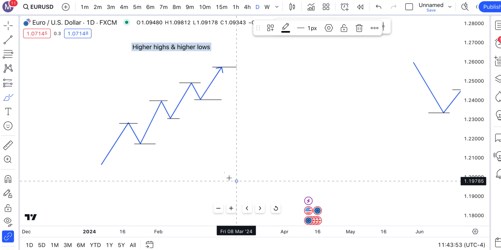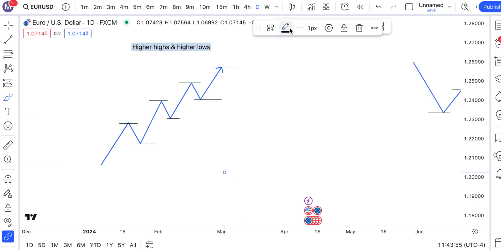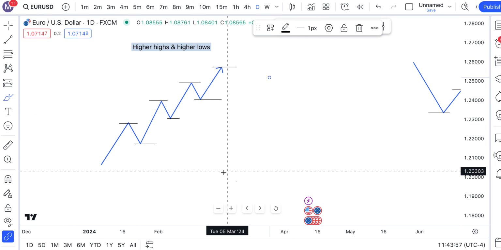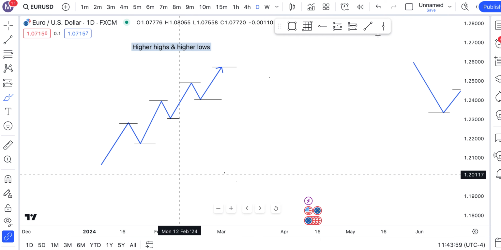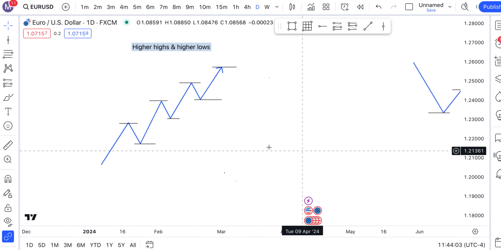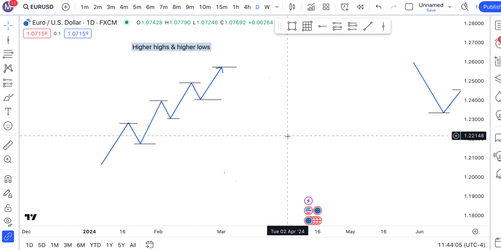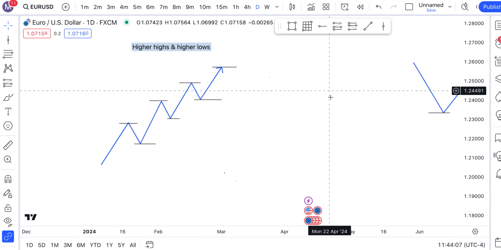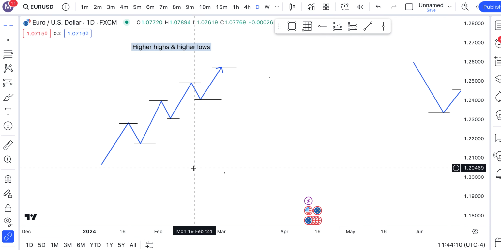Price is never going to go straight up. There's always going to be pullbacks. It's always going to go up, down a little bit, up, down a little bit, up, down a little bit, up. That is just a classic trend.